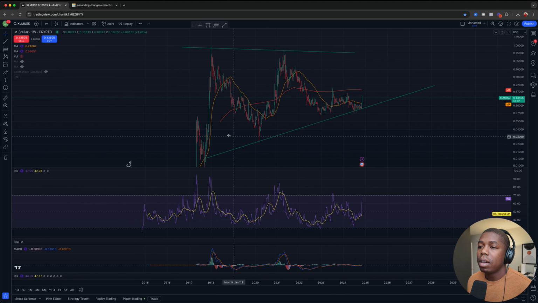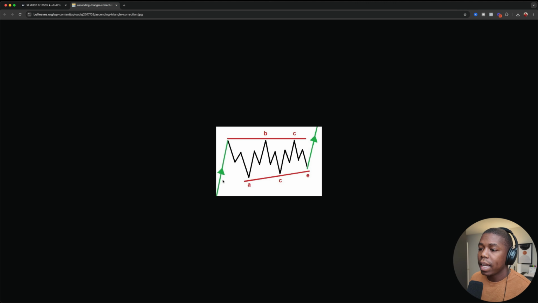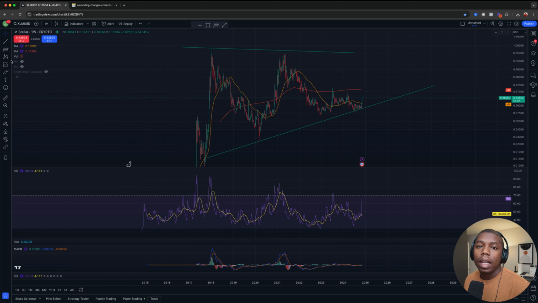So the basis of this triangle is right here, where we have basically 5 corrective waves that make up one larger triangle wave. This one looks a little bit more like a wedge, but it's basically the same pattern where we have an A wave, B, C, this is supposed to be a D, and then another E wave. So let's go ahead and draw that on our chart.